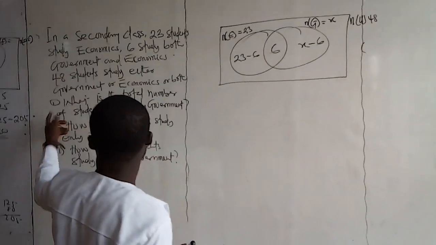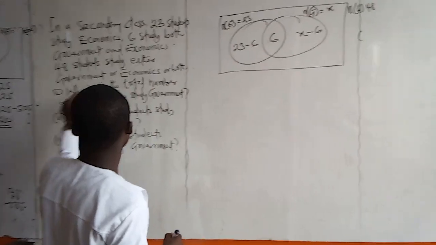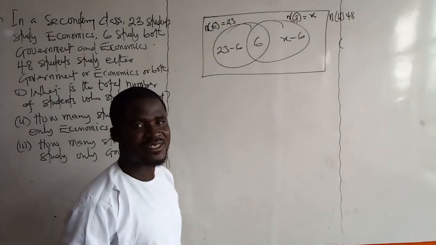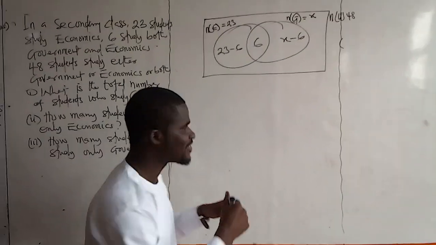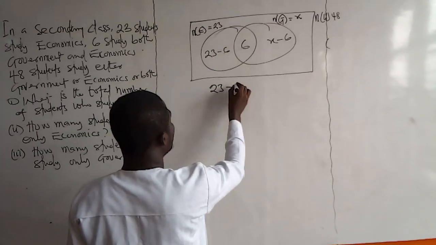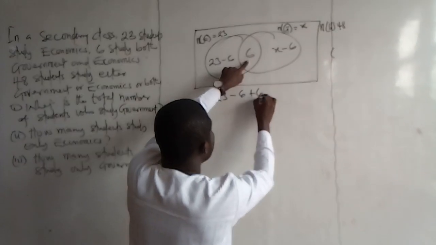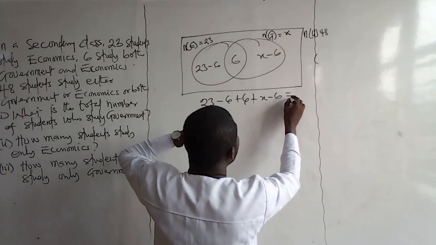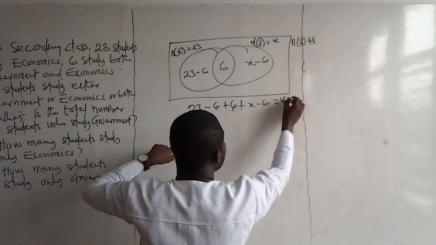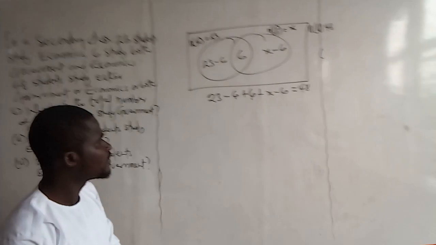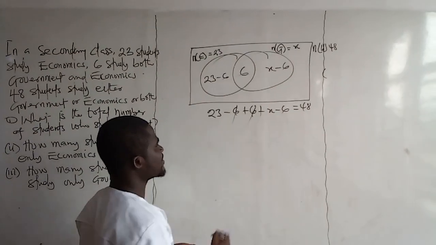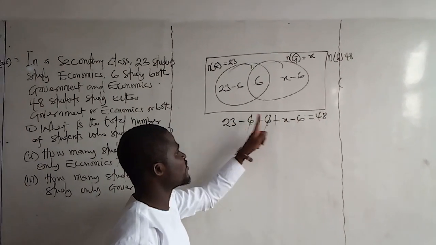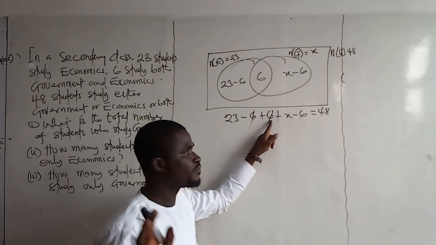Good. The question says, what is the total number of students who study government? That's the X. So we are going to look for X. To look for X, it will be 23 minus 6 plus 6 plus X minus 6 equal to 48. Now, this will cancel this because your only misses, you've paid 6, so they'll cancel out.